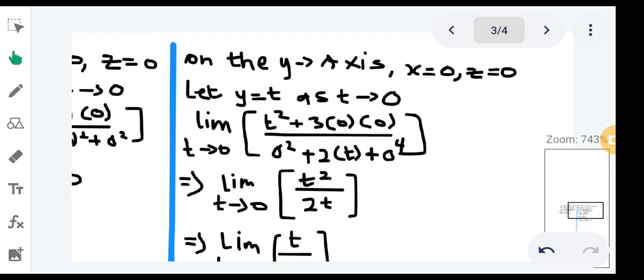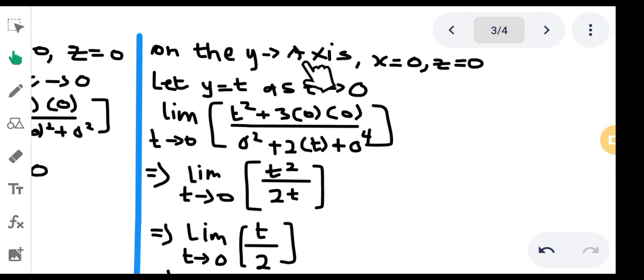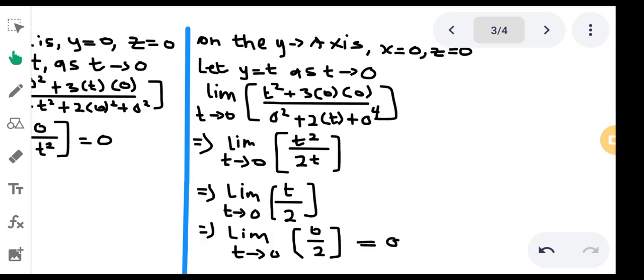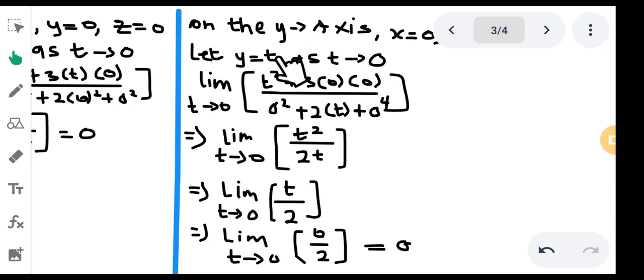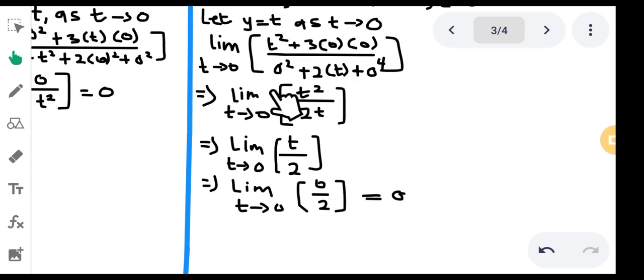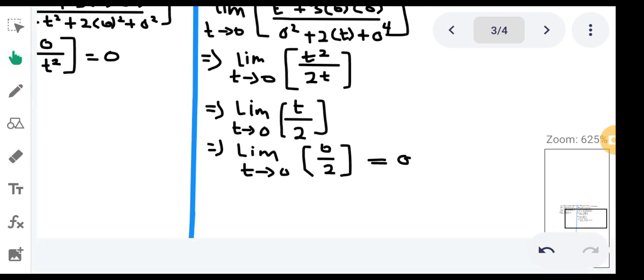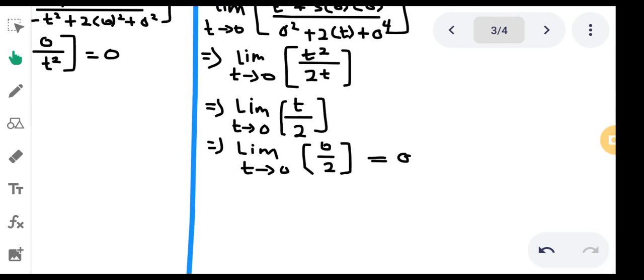Let's see for the y-axis. For the y-axis too, the x and the z will tend to 0, so just make a substitution. That's what I did here. Then we are going to get t squared over 2t, because on the y-axis we define y to be equal to t, and we assign t to approach 0. As t approaches 0, just make the substitution. You are going to get t over 2. So the limit as t approaches 0, just substitute 0 there, and you are going to get 0 over 2, which is 0.